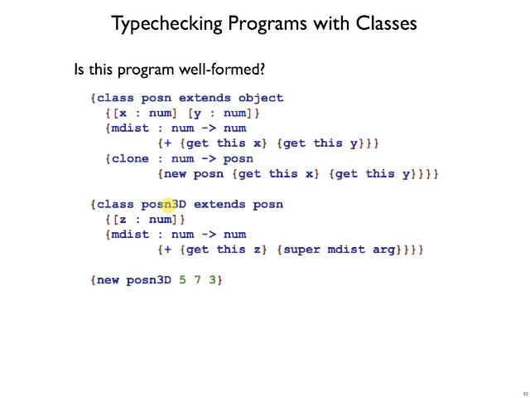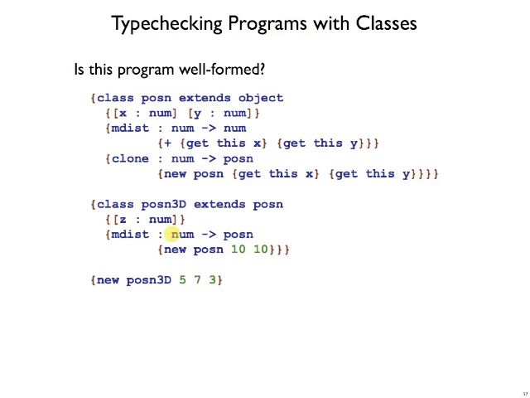How about if we extend it with posin 3D, instantiate new posin 3D? Does that look okay? We've got the right number of fields here. And I've got mdist, which takes a num and returns a num. It gets the z field of this. That'll be okay. And it has a supercall. Is this supercall okay? Yes, because the superclass posin has an mdist, it takes a num and returns a num. And we're providing it one argument, which is a num according to this type. So all that's good.